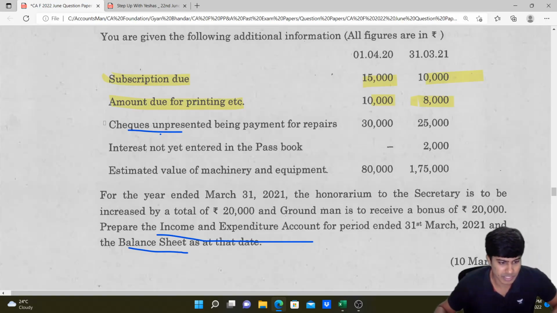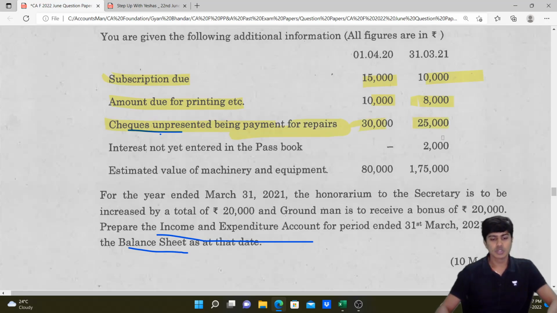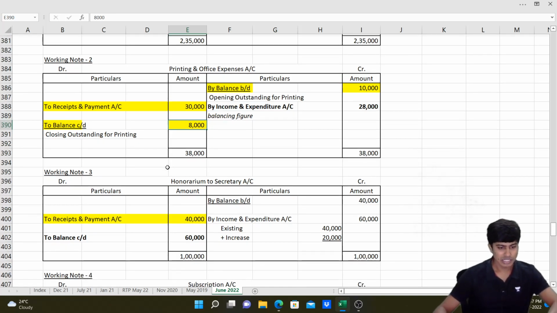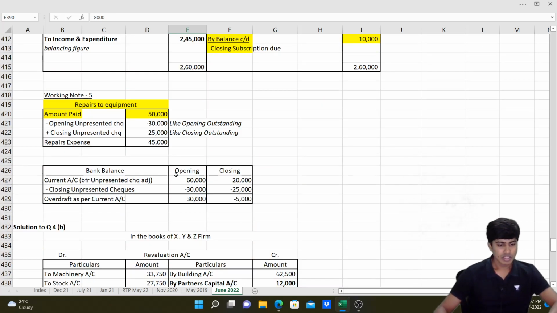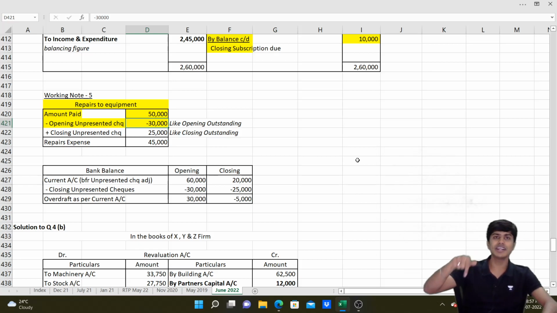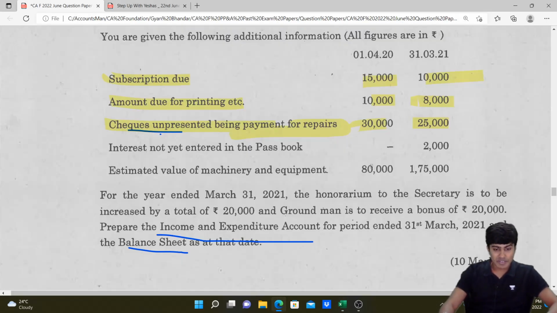Great. Then we have checks unpresented for payment for repairs, 30,000, 25,000. So 30 and 25 we have given the check but they have not presented. You get that? So it is not a payment. I would have to decrease. Look at this adjustment. So amount paid is 50. In that, 30,000 is previous year's. Why? These checks were issued in the previous year. It got deducted this year. So it's not current year payment. I'll deduct 30.